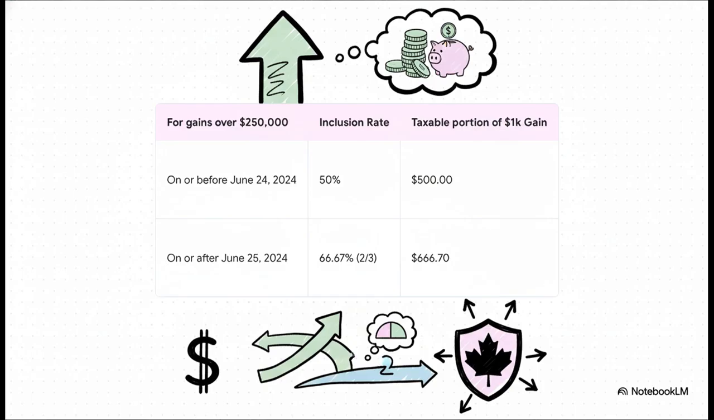This table illustrates a major recent change. For individuals with capital gains over a $250,000 threshold, the rules changed in mid-2024. Before, the inclusion rate was 50%, meaning half your gain was taxable. Now, for gains realized after June 24, 2024, that rate jumps to 2/3. So a larger chunk of your profit is now considered taxable income.